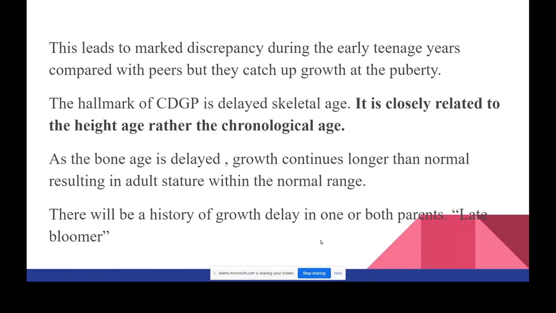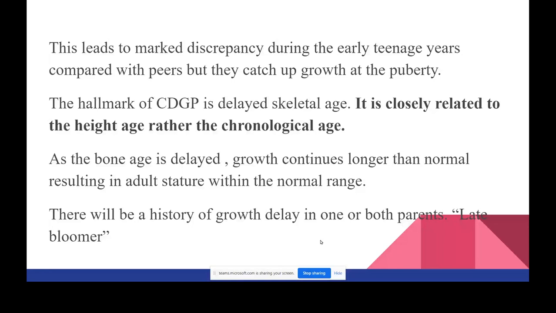Now, suppose when you plot your growth chart, you get the point, the height of the patient. You draw a horizontal line parallel to your x-axis till you meet the 50th centile, and you get the age for that particular point, and your bone age also falls within that age. So height age and the bone age are equal, not with the chronological age. As the bone age is delayed, the growth continues longer than normal, resulting in adult stature within the normal range.